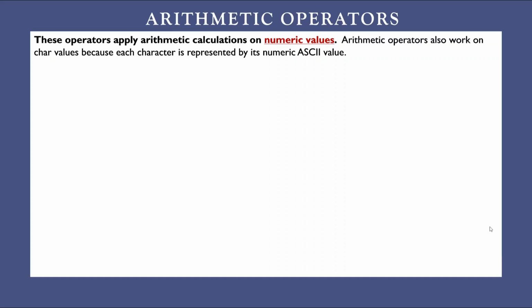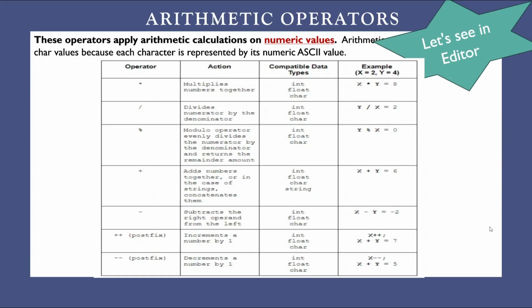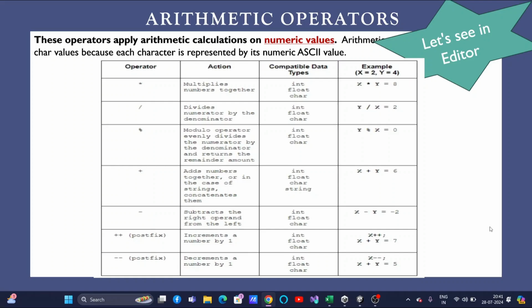Right? Okay. Now, these are all the operators that are supported in C Sharp: plus, minus, star, slash, modulus, and postfix and prefix, which are called increment and decrement: postfix increment, prefix increment, postfix decrement, and prefix decrement. You are all familiar with these operators, you have already used them in other programming languages, but let's see with an example in our editor. So let us open our editor.